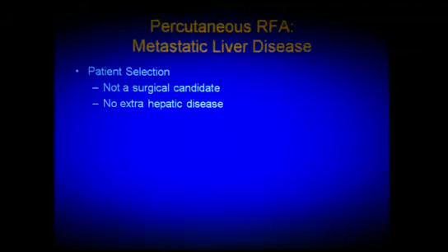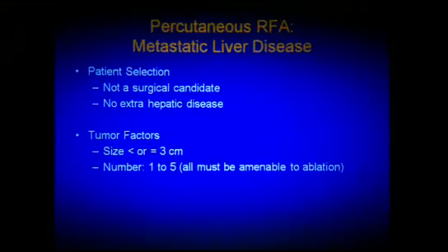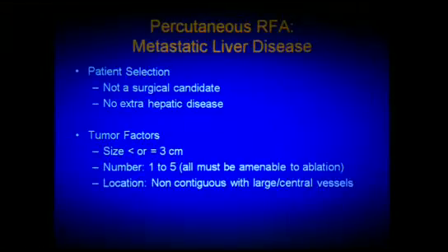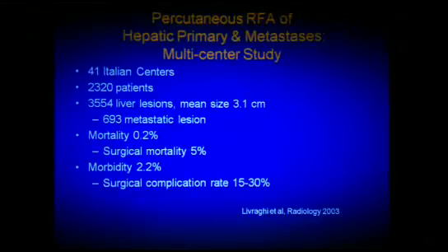Patient selection is key. We select those patients who are not surgical candidates and have limited or no extrahepatic disease. Tumor-related factors include those that are less than 3 centimeters, those who have 1 to 5 tumors, all should be ablatable, and those that are not contiguous with larger central vessels.